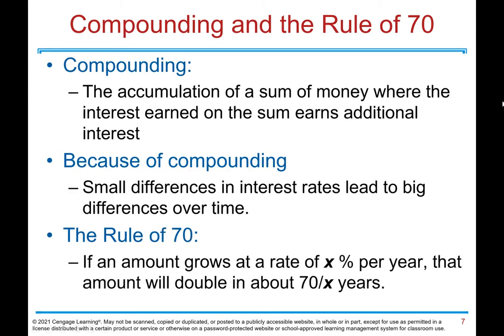Compounding and the rule of 70. Compounding is the accumulation of a sum of money where the interest earned on the sum earns additional interest. Because of compounding, small differences in interest rate lead to big differences over time. The rule of 70: if an amount grows at a rate of X% per year, that amount will double in 70 divided by X years.